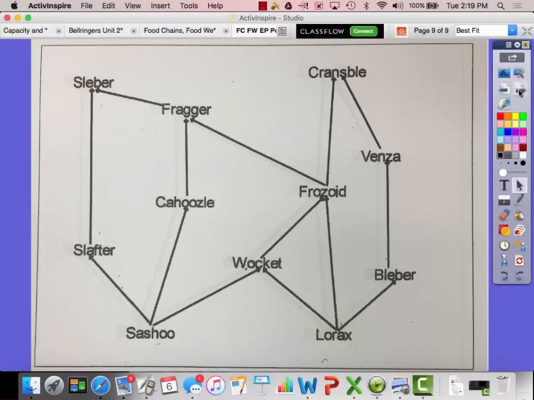Let's look up here and see. Oh man, Frozoids eat Wockets, which are primary consumers, and they also eat Lorax. A Frozoid has to be an omnivore. It eats both a plant and an animal. I'm going to look up even further. Venzas, Fraggers, and Sleebers are all secondary consumers because they eat my herbivores. They're carnivores. And then at the very top, I have a crayons bowl. That's my tertiary consumer. It's also a carnivore because it only eats meat.